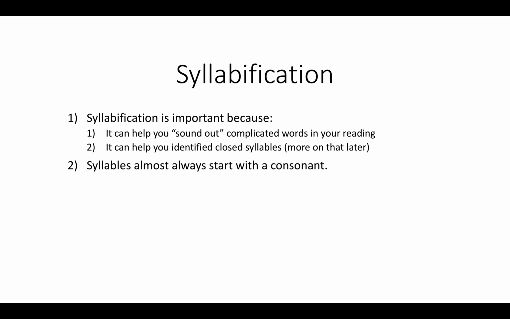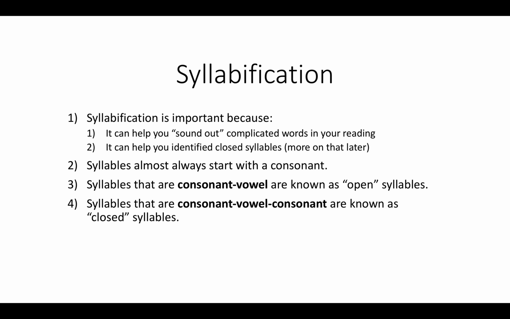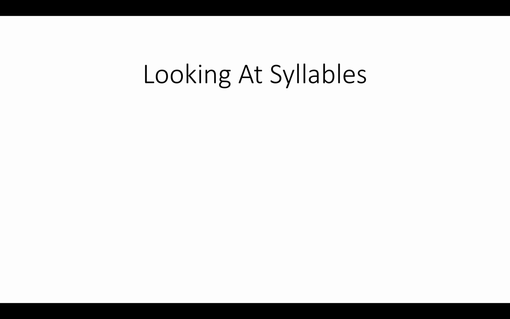Starting with the rules: syllables almost always start with a consonant. Syllables that are consonant-vowel are known as open syllables, and syllables that are consonant-vowel-consonant are known as closed syllables. So pretty easy, open and closed. Let's look at an example.